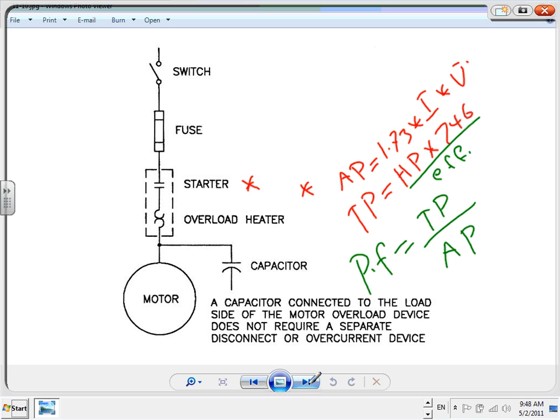Okay, so here's the thing: there are two ways of correcting for power factor. Two ways of correcting for power factor, and I want to tell you the best way is to correct right at the load.